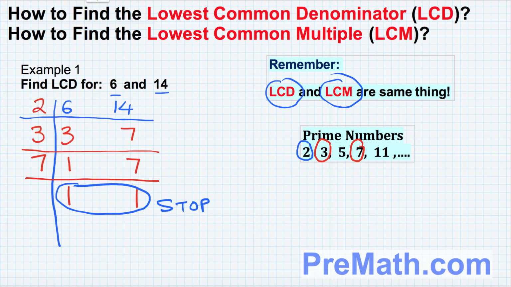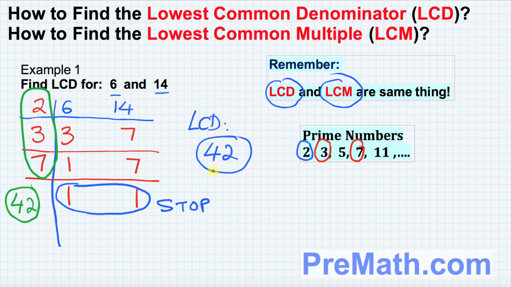Now what is going to be the next thing? I want you to multiply all these vertical numbers that you see on the left-hand side. So 2 times 3 times 7 is going to be what? That is going to be 42. So our answer, our LCD, is simply 42.